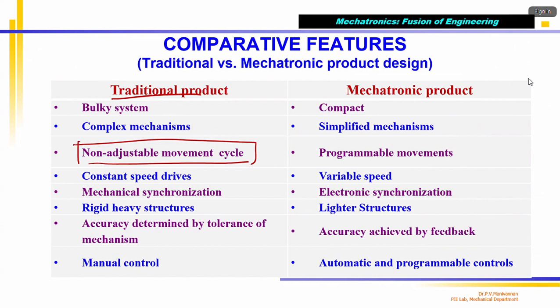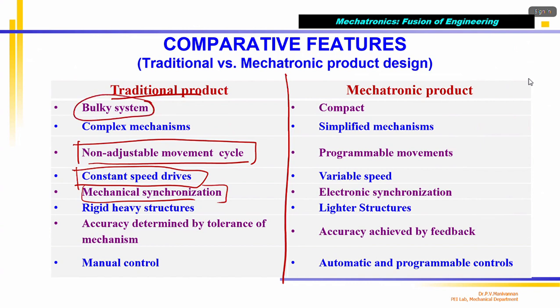Again, you can vary the spring stiffness also, but you cannot do it while the vehicle is running. Many times, these conventional machines use constant speed drives. Of course, the engine is a variable speed drive. Forget that one. We are talking about mechatronic products, not only vehicles. We saw many examples. So mechanical synchronization, correct, using gears, levers, all those things. That means they add weight, correct? As you add more mechanical parts, the system becomes bulkier, correct? And it requires a complex mechanism. So it is not energy efficient.